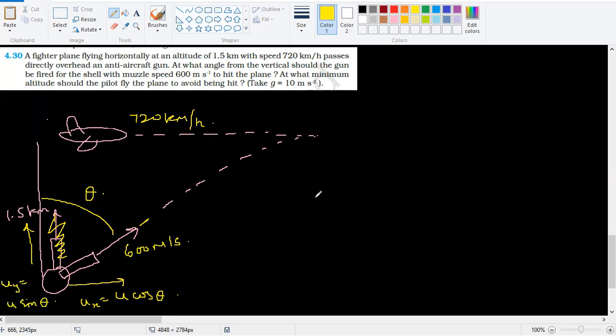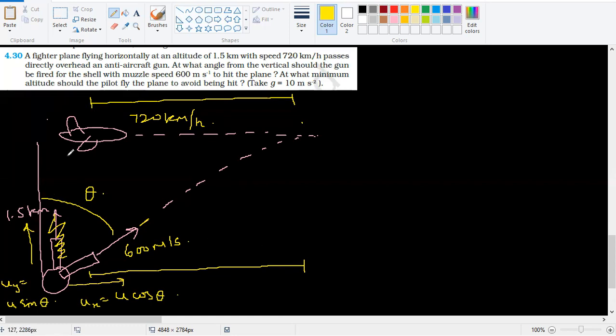But one clue I'm getting here is by the time the plane comes here from here to here, right? When this covers this distance, this missile should also cover the same x distance. Do you agree? Even though it's going in a projectile motion, do you agree that by the time the plane covers say 10 kilometers here, this missile should also cover 10 kilometers in the x direction? Do you agree or not?